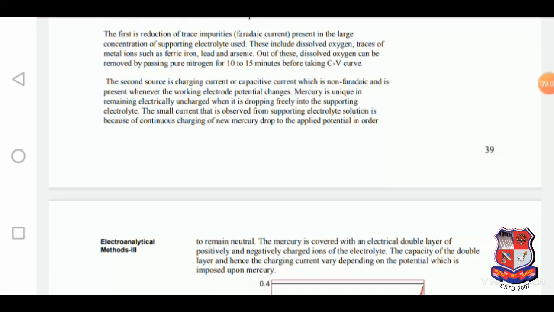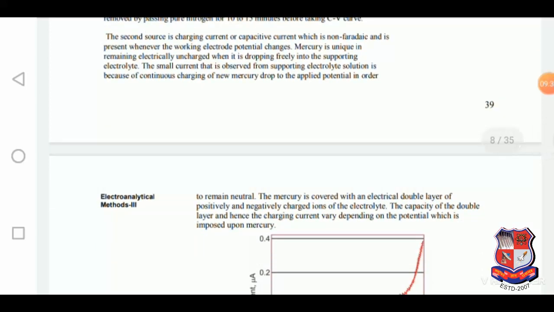The second source is charging current or capacitive current, which is non-Faradaic and is present whenever the working electrode potential changes. Mercury is unique in remaining electrically uncharged when it is dropping freely into the supporting electrolyte. The small current that is observed from the supporting electrolyte solution is because of continuous charging of the new mercury drop to the applied potential in order to remain neutral.